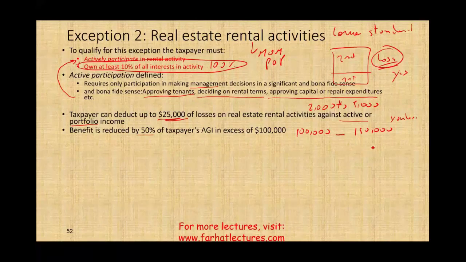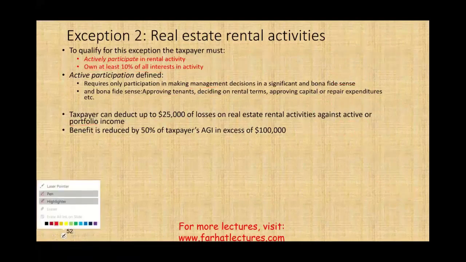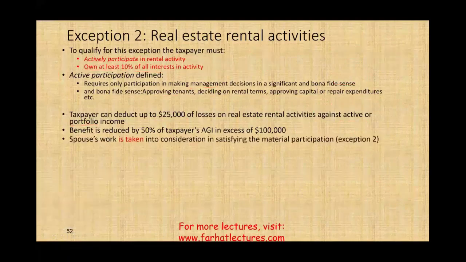And we're talking here, just to give you a general idea, 2001, 2002, 2003, 2004. So this is the time period where I had that property. I sold my property in 2006, right before the real estate market crash, which was good. Now, all right, let's go back here.